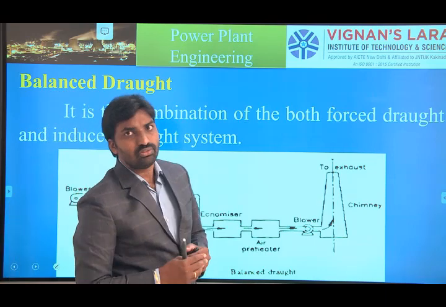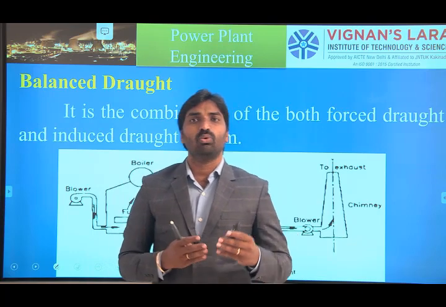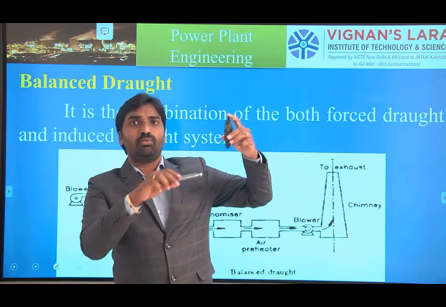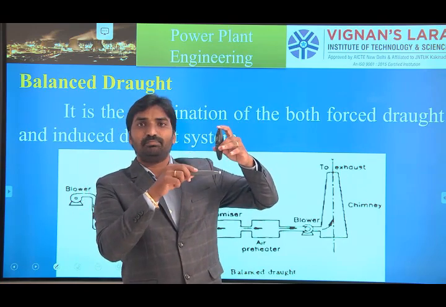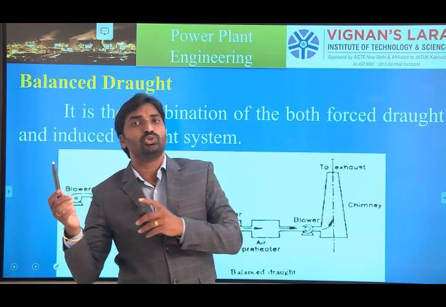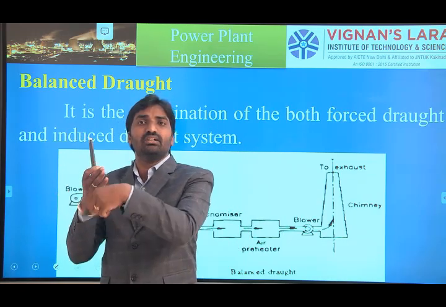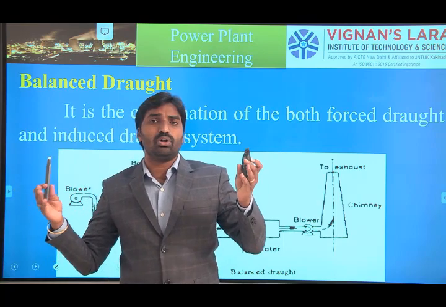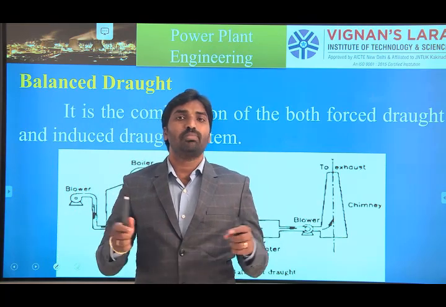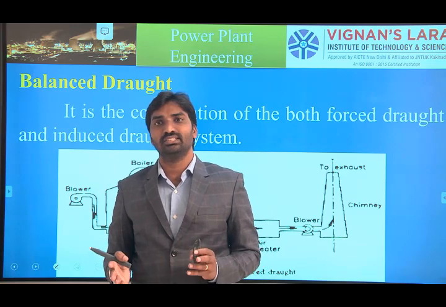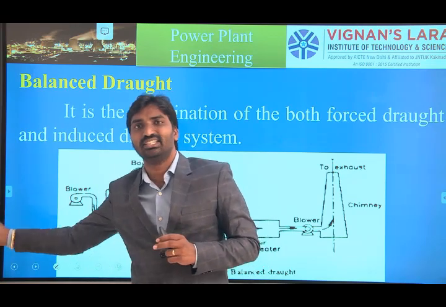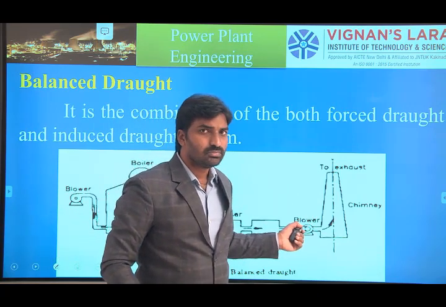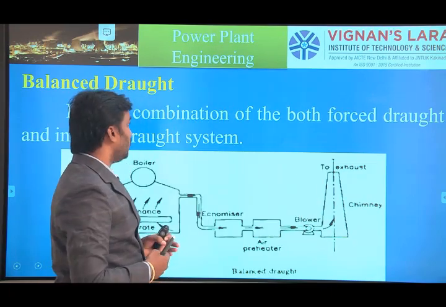So what is meant by balanced draft? In the previous cases we have seen two cases: one is the induced draft and the second one is the forced draft. In an induced draft, the blower is placed at the base of a chimney. But in a forced draft, the blower is placed in front of the boiler or furnace. So these are two different places. In a balanced draft system, we are placing two blowers or fans, one fixed before the boiler and one fixed after the furnace point, and they work collaboratively.